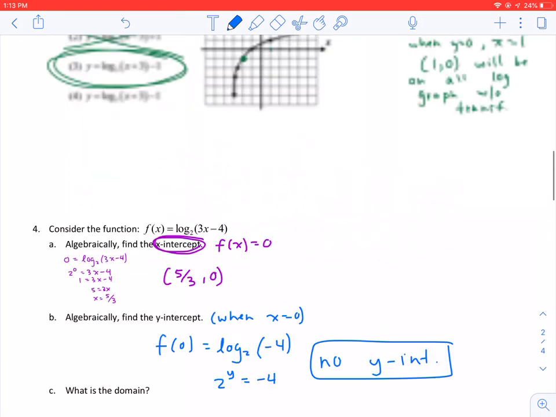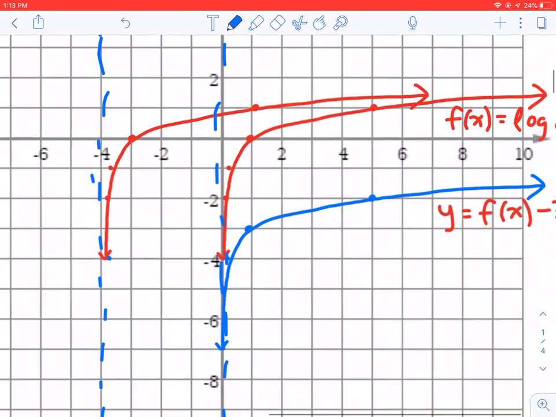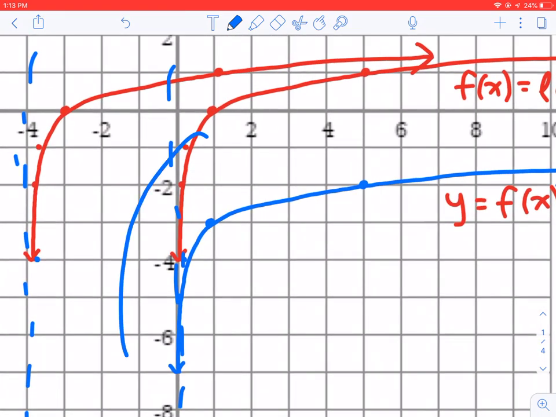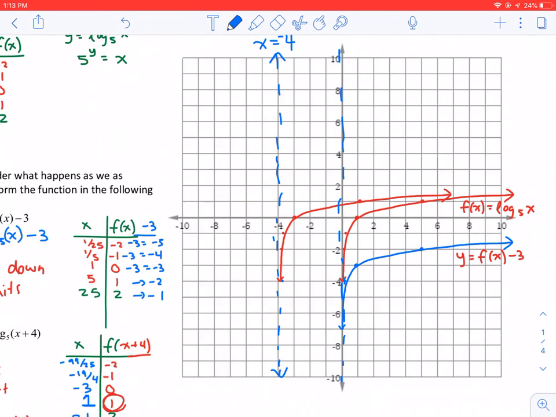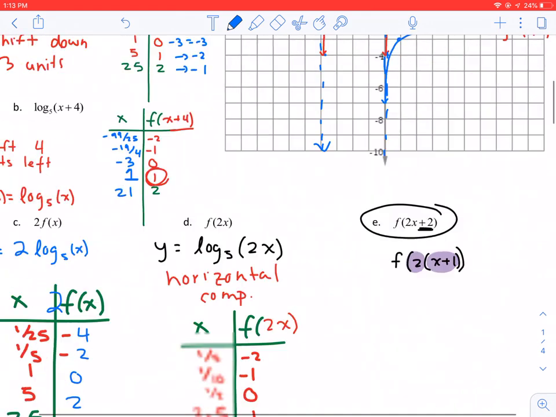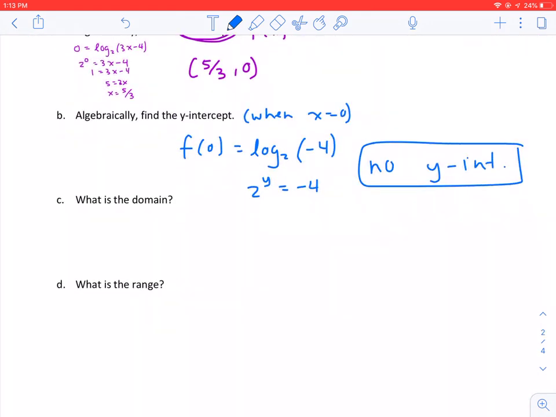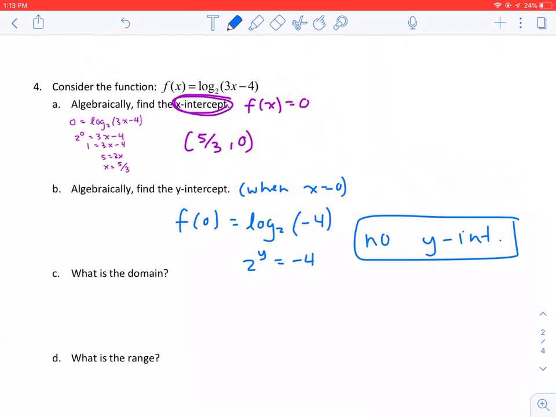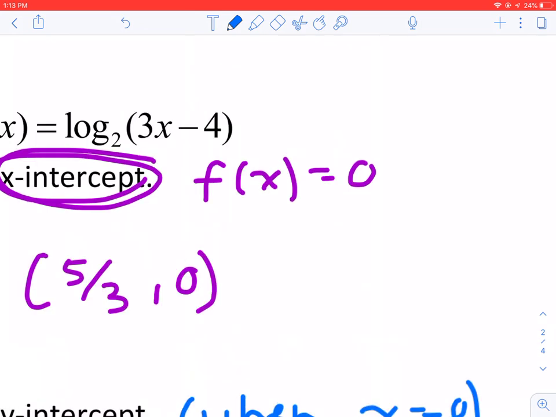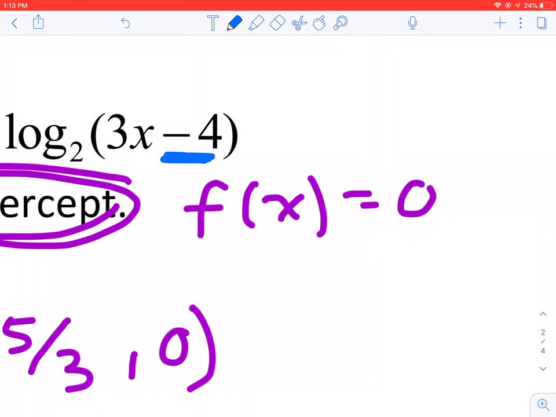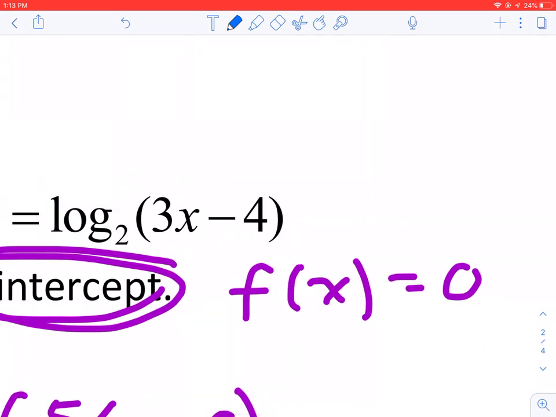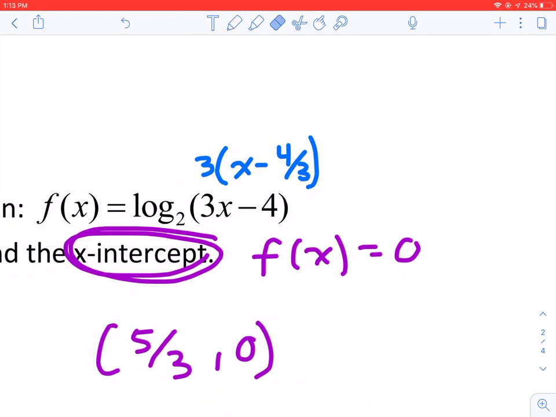And this should make sense because if we look at our log graphs, none of them had a y-intercept. The domain was x is greater than 0, without any transformations. So if we're not shifting it to the left, it's not going to have a y-intercept. And this one, we have a shift to the right. The shift right is not 4 units, by the way. It's going to be 3 times x minus 4/3. It's a shift to the right 4/3 unit.